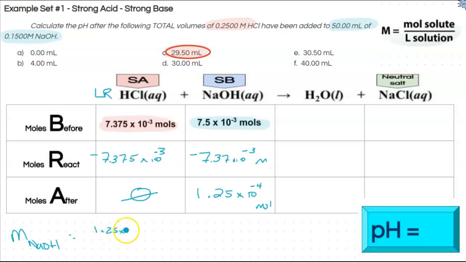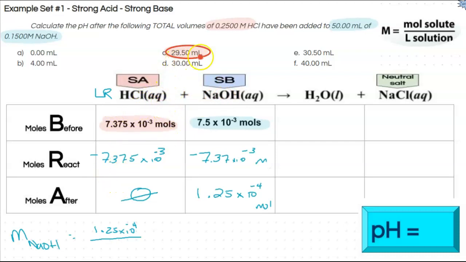So for my molarity of the sodium hydroxide, I'm going to take 1.25 times 10 to the negative fourth moles of sodium hydroxide, and I'm going to divide it by my total solution volume. So in this case, my total solution volume is the 50 milliliters of base that I started with, plus the 29.5 milliliters of acid that I added to it. Remember, concentration is moles over liters, so I need the total volume of the solution I have now formed.